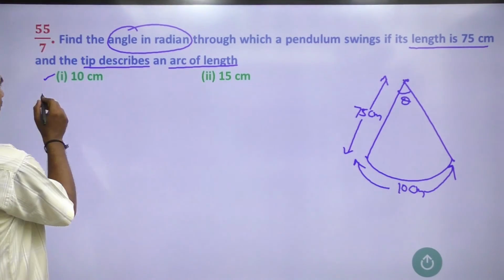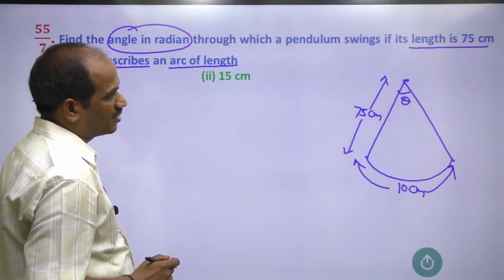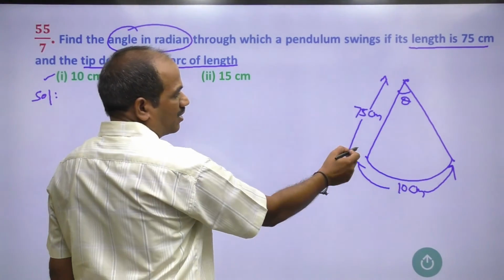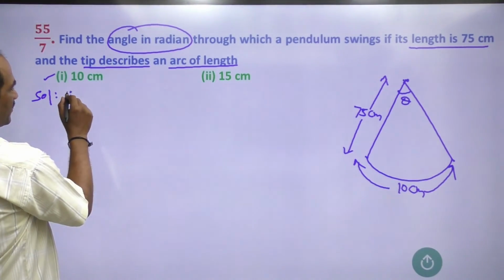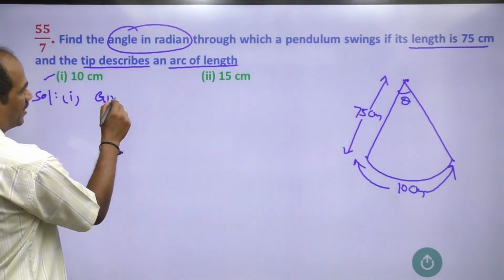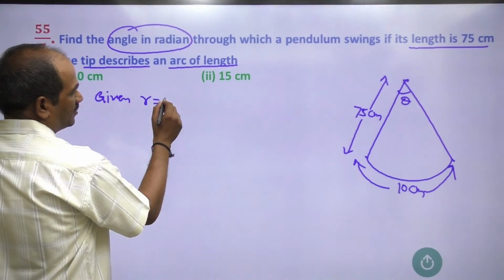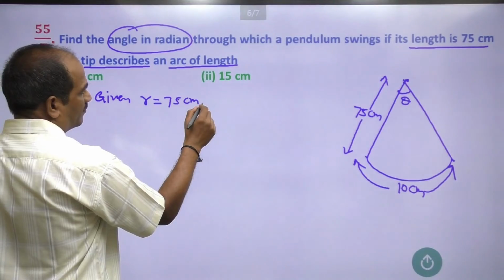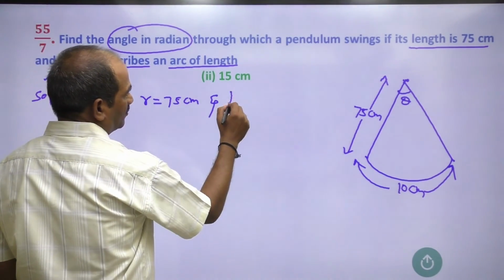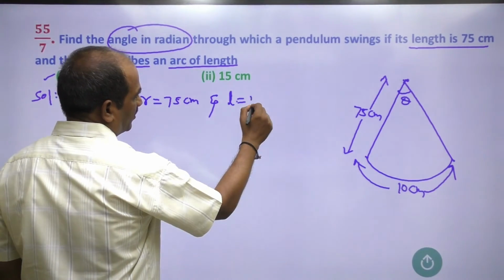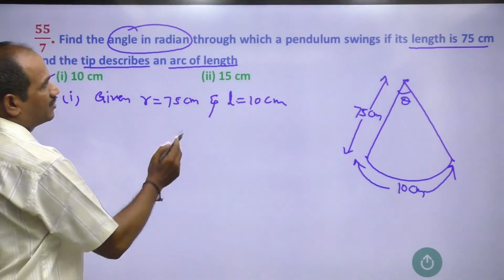So in the solution, first the given data. This is the radius, the r value, and this is the L value. So here r is equal to 75 centimeters, and L is equal to 10 centimeters. So we find the angle in radians.